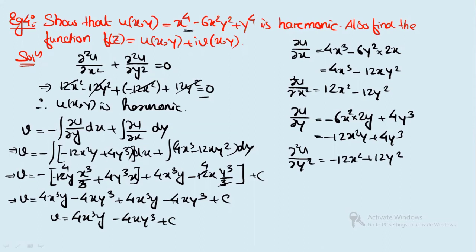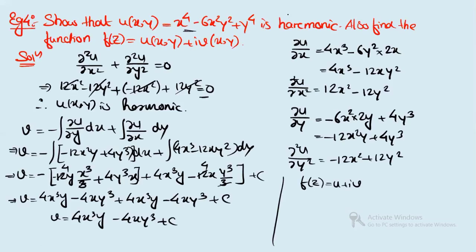This is there, and you have to write the function f(z). Yes or no? So finally, what you will write the function f(z) to be? I'm writing it here only. f(z) is equals to u plus iv, right? Let me go to the next page. If you see, f(z) is equals to u plus iv, right? And what was u equals to?